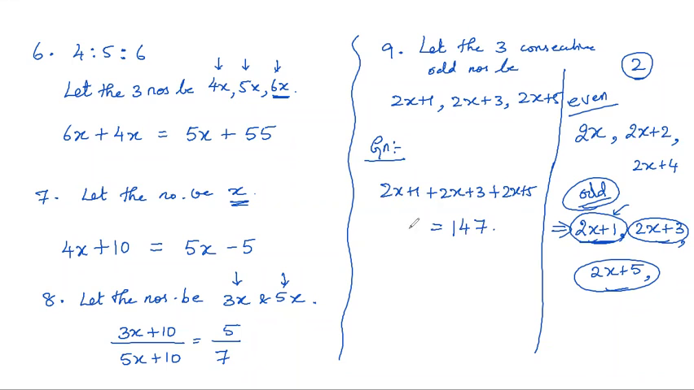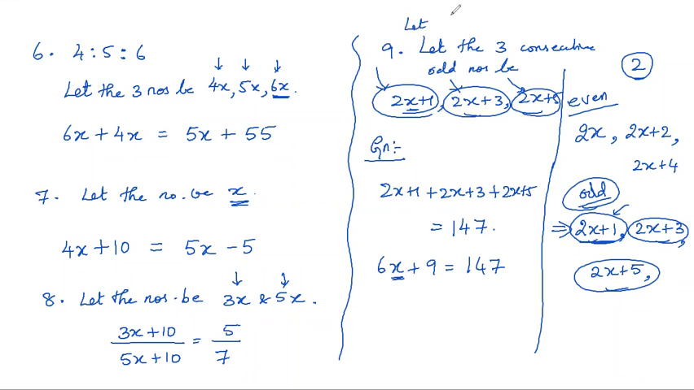Now you have to solve this equation. 2x, 2x, 2x, it will be 6x. 6x plus 9 is equal to 147. Solve for x and then find which three odd numbers are represented here. So let x be any natural number. That is your statement. In that case, the odd numbers can take this form: 2x plus 1, 2x plus 3, 2x plus 5. Likewise, same case for the 10th one.